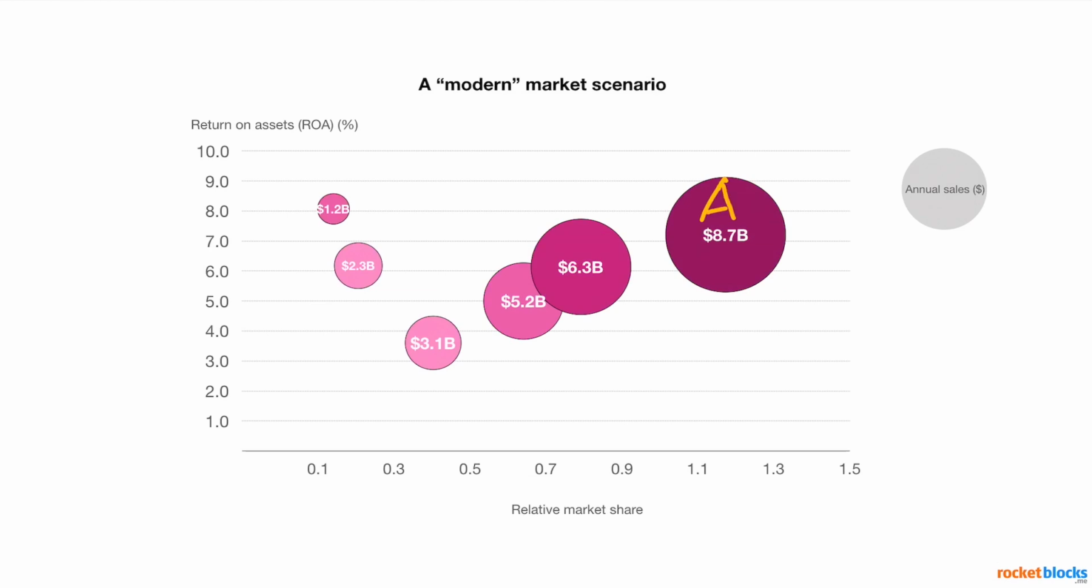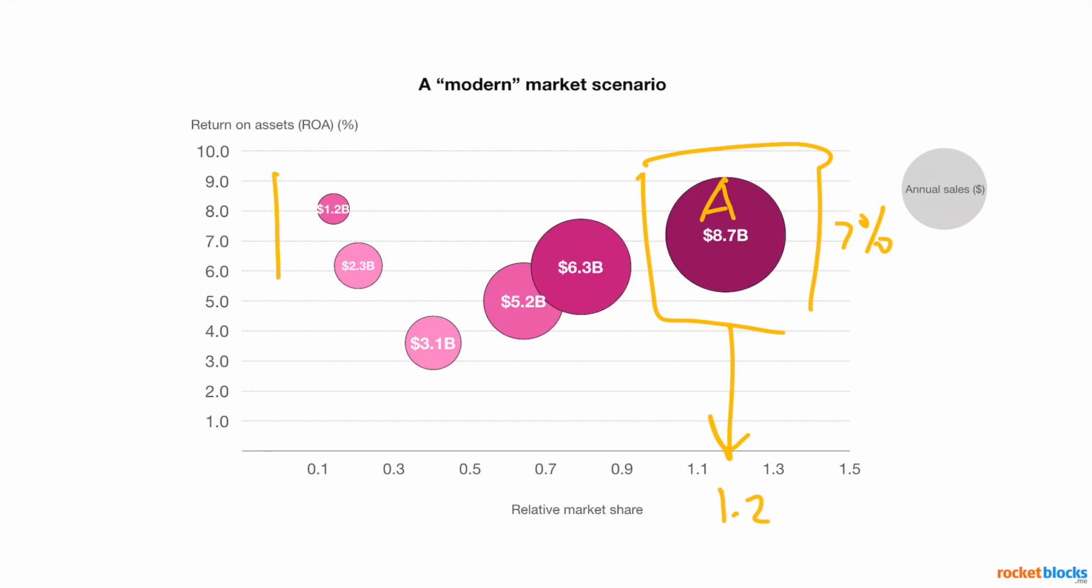Let's call it Company A. And we see that they, again, are in this zone up here where they have a high relative market share. They're the market leader in terms of share, and they've got a pretty good return on assets.